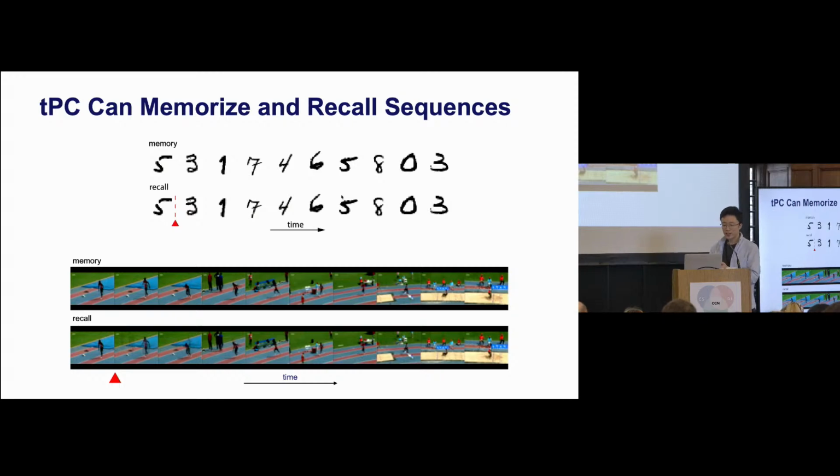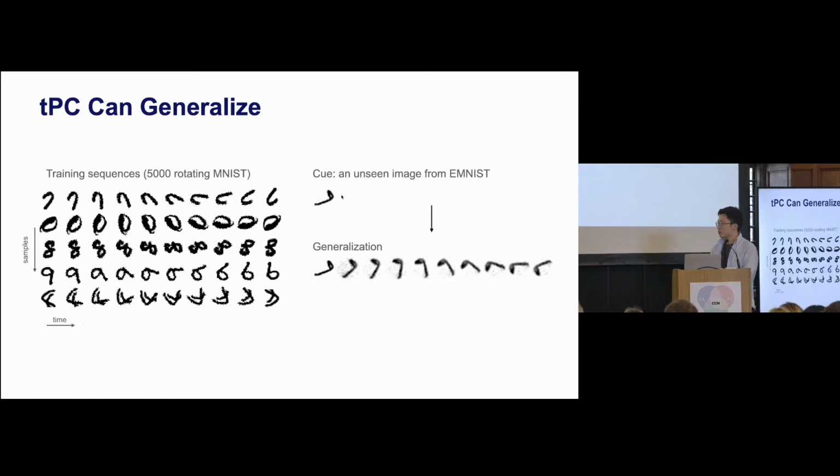So we also tested temporal predictive coding in memory and recall of sequences. We first simulated this sequence of random MNIST digits and asked the temporal predictive coding to memorize it. And during recall, we provide a cue, which is the first image, and we found that temporal predictive coding can recall the full sequence. We also tested it on this clip from the BBC of the 2012 Olympic Games. And we found that temporal PC can also memorize and recall even these high-dimensional videos, movie clips, quite well.